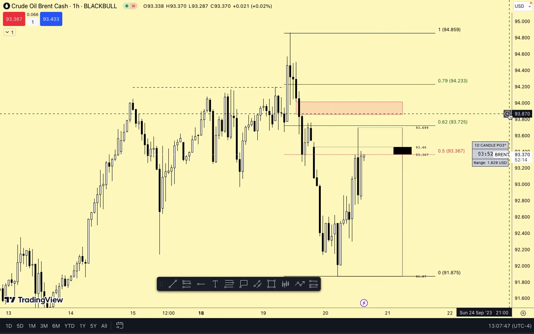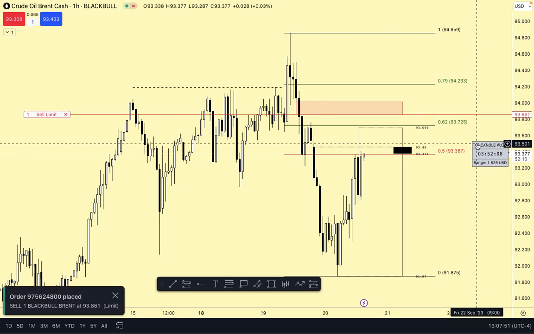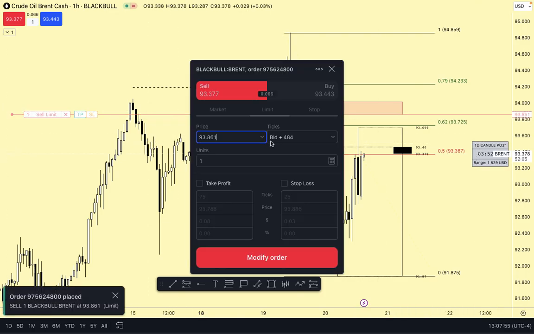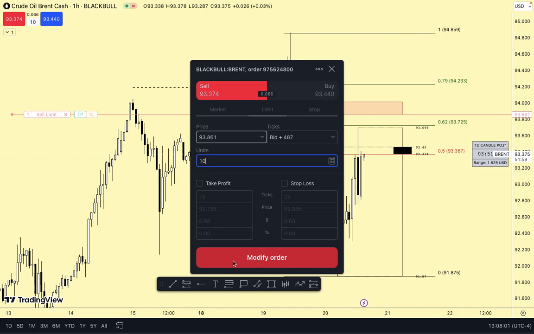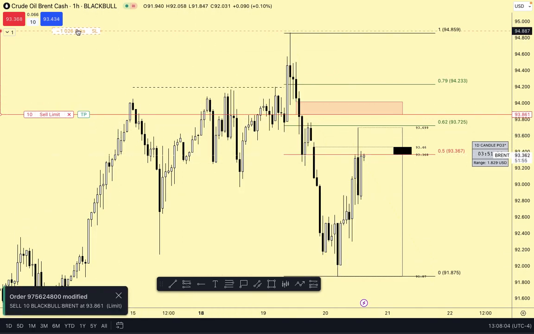I'm just gonna do like this. Can I edit it? Yeah, I'm gonna do like this. I'm gonna place a sell of 10. I'll put the stop loss over there.